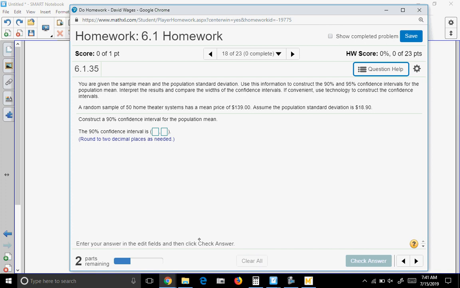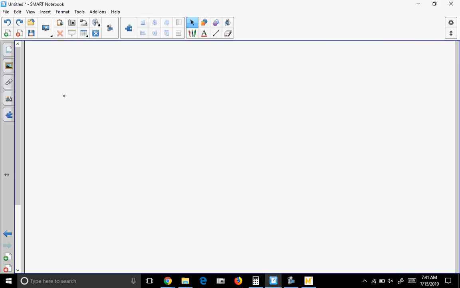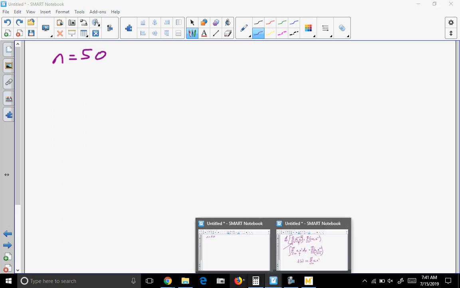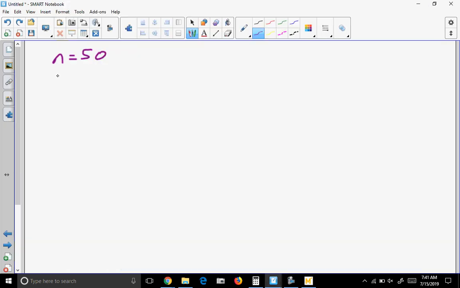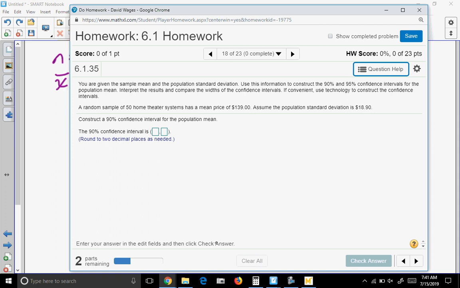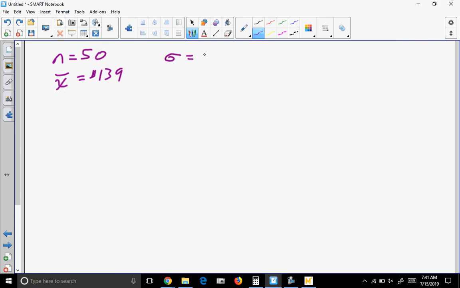A random sample of 50 home theater systems, so let's write that down, N is 50, that's the size of the sample that we're collecting, has a mean price of $139. So our sample mean is $139. Assume the population has a standard deviation of $18.90. So for our population, the standard deviation is $18.90.